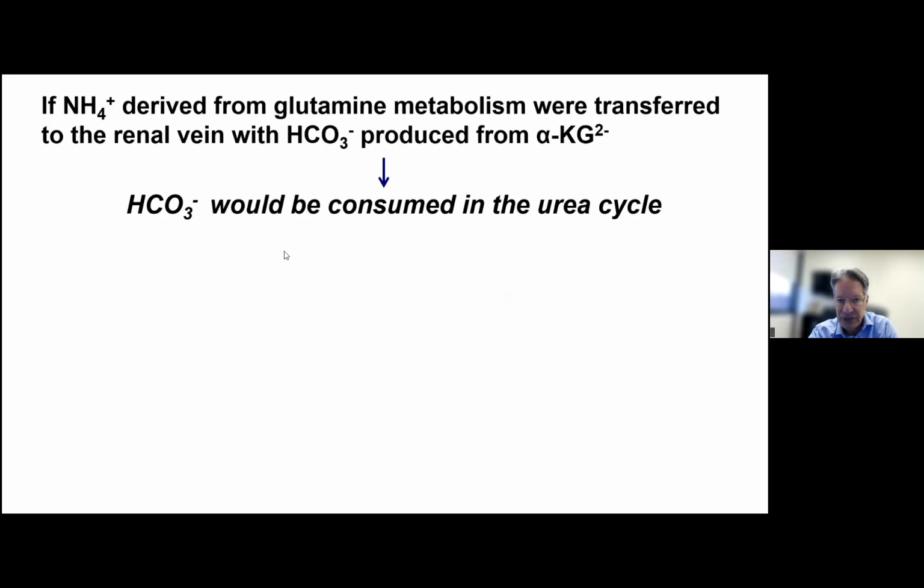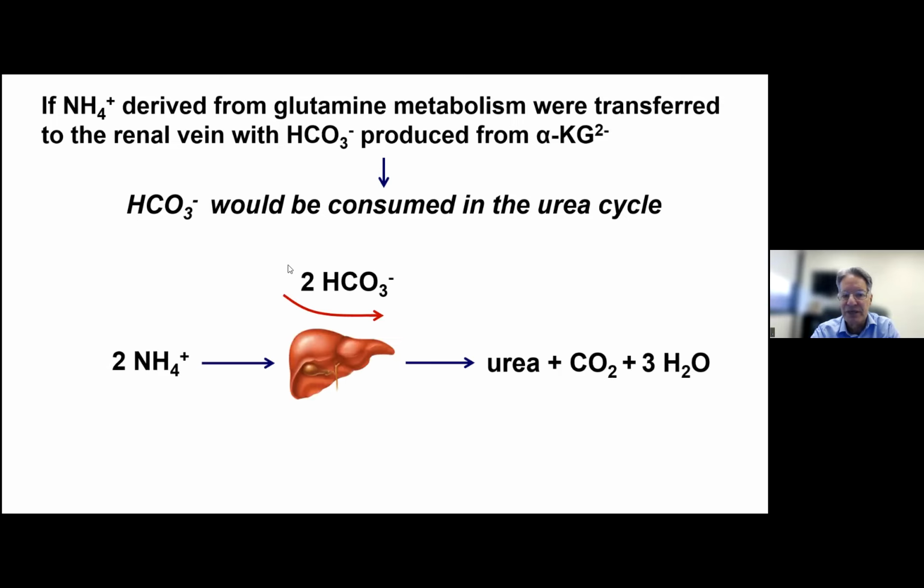And the answer is the bicarbonate would be consumed in the urea cycle. So instead of the bicarbonate being free to match the daily hepatic proton load and preventing us from getting a metabolic acidosis from the protons made in the liver, the bicarbonate would not be able to do that and would end up in the urea cycle, because the urea cycle, when you look at it, urea is made from 2 bicarbonate and 2 ammonium ions.